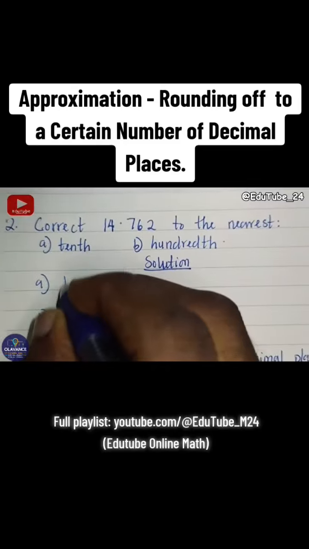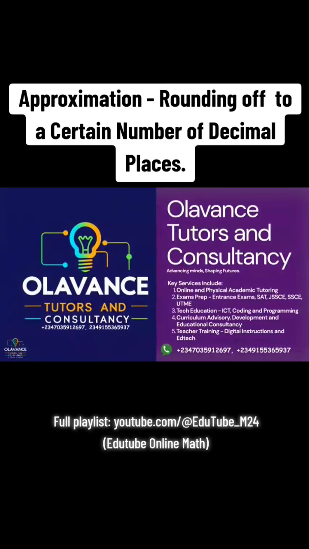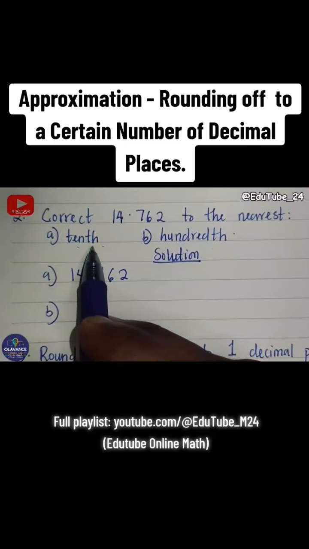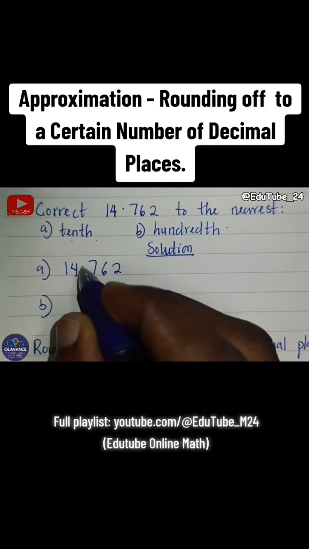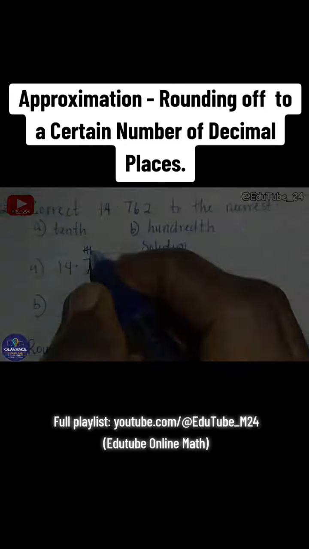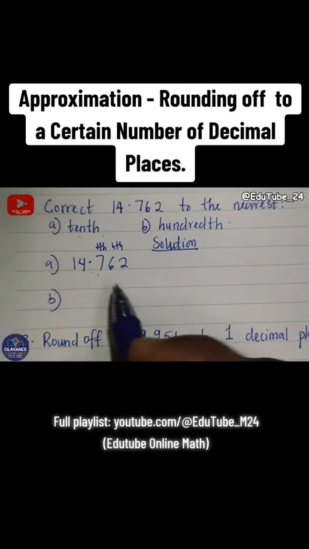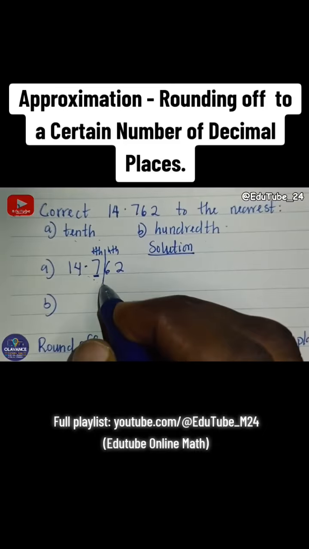So first one, 14.762 to the nearest tenth. So I just need to identify the place value, the tenth place value in the decimal figure. So this is unit, then after the point, the next number is tenth. Since it said to the nearest tenth, this is my tenth place value, and the nearest number to my tenth place value is what?